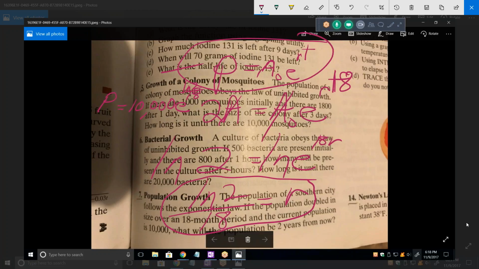2 years, so 24. In other words, I made t in months. When I solved for r, I used 18, which is in months. So I have to make sure that whatever I'm solving, I use the same units for t. So it would be 24. All you have to do is solve that for p, and that'll tell you what the population is going to be in 2 years.